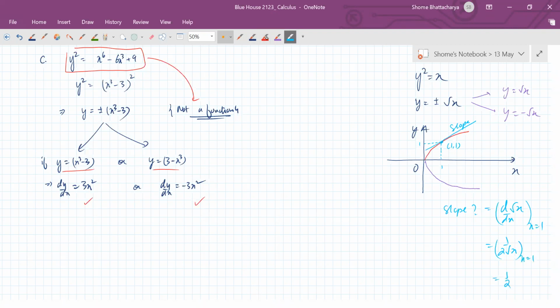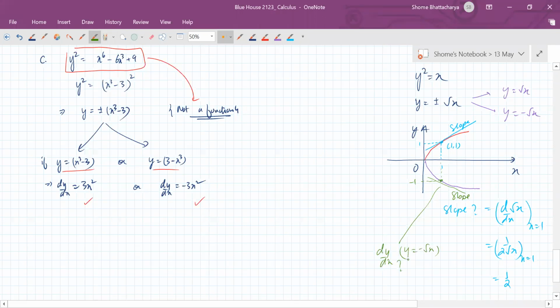But on the other hand, let's say I want to find the slope of the tangent at this point. So this one is having a y coordinate of -1. I want to draw this tangent and find its slope. So then for this, what I have to do is I have to find dy by dx for y equal to minus root x, and then find its value at x equal to 1. So when I do that, that slope will come out to be equal to -half. So this tangent is having a slope of -half. This one on top is having a slope of +half.